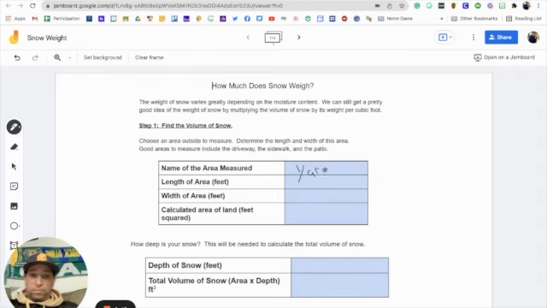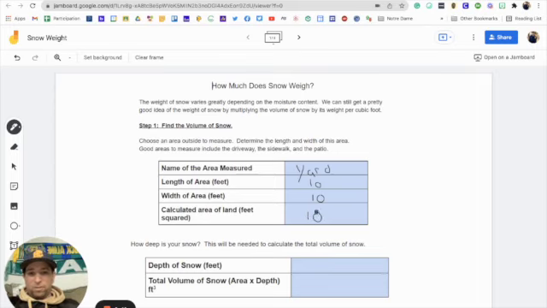Some of you did a porch or patio or driveway. I said that the area, since my whole front yard was untouched by stomping by kids and by me and animals and pets and things like that, I just measured a 10 by 10 area of my front yard. To find the area of that, you measure the length times the width. It also makes numbers in this smaller area a little bit easier to calculate.